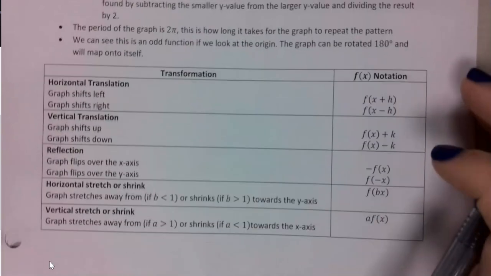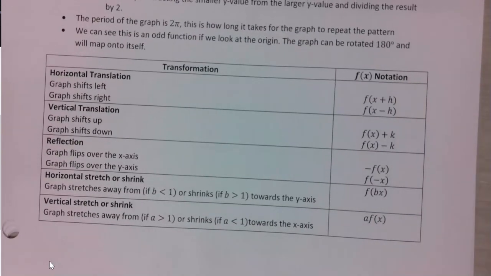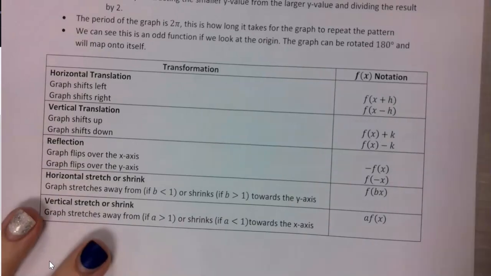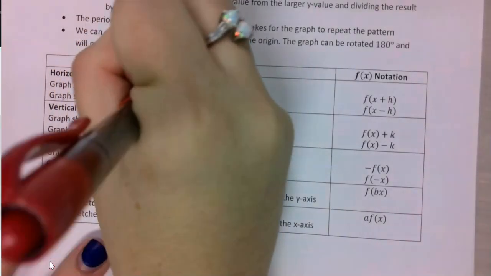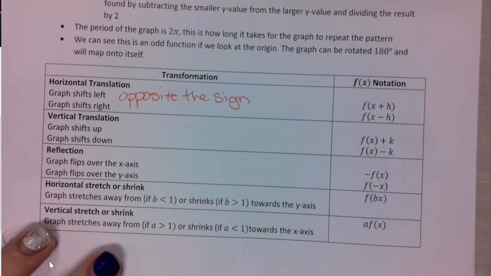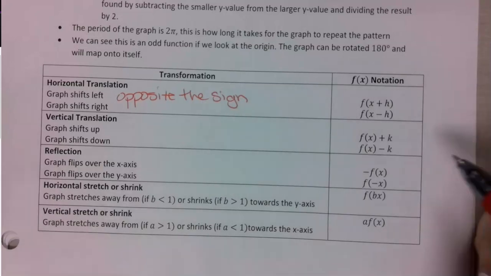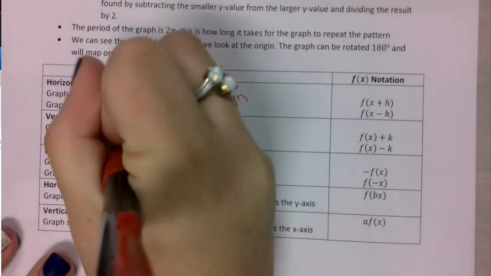So here are the different kinds of transformations that can happen with trig functions. There's a horizontal translation. It can move left or right, opposite the sign. And then vertical translations are outside of the function, and these ones are the same as the sign.